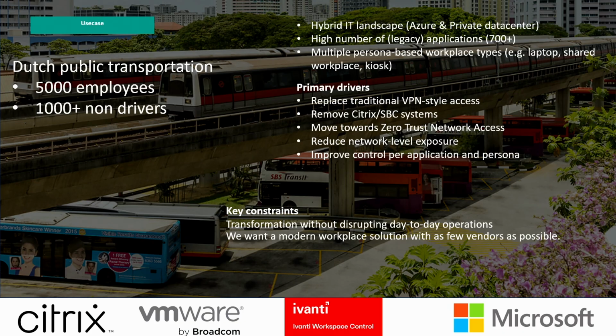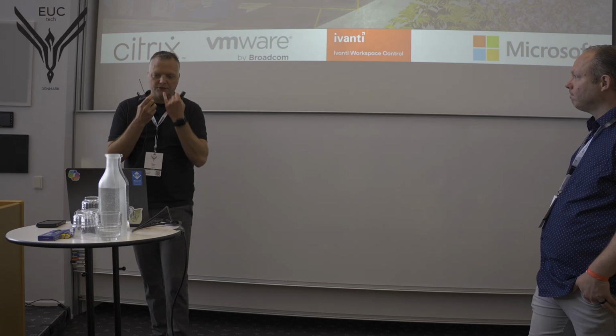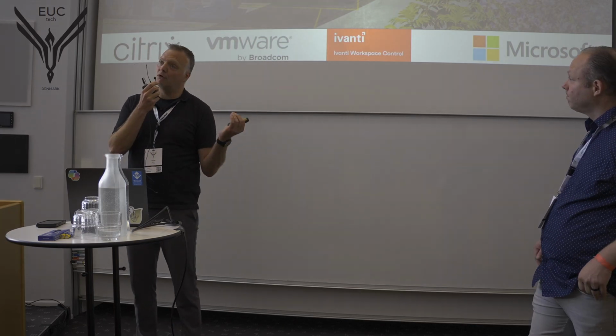We wanted to embrace the zero trust network as Microsoft envisions it. We wanted to reduce the network level exposure exactly. We want to improve the control per application, so you can get to that application and you can get to that application, more on the application level. And the key constraint is building with the shop open.